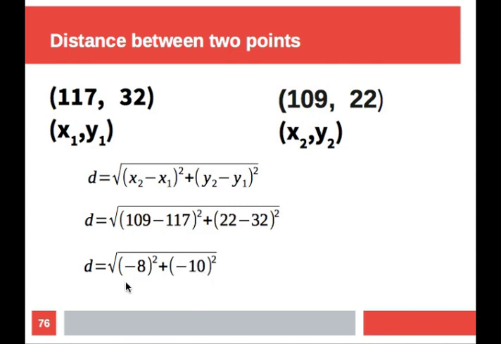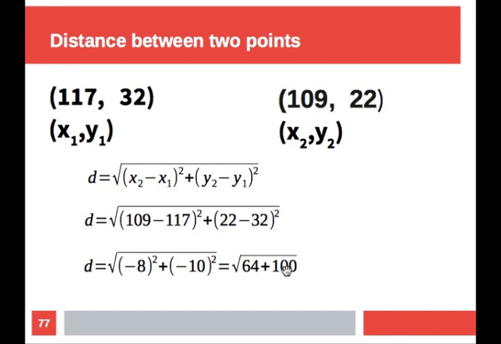Very careful, guys. When you get the square of a negative, negative times negative will give you what? I don't hear you. That's it. It's positive. Very good. You got it. So negative 8 to the power of 2 is going to be positive 64. Negative 10 to the power of 2, you know, of course, that is positive 100.